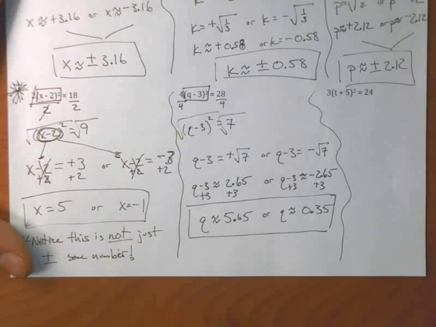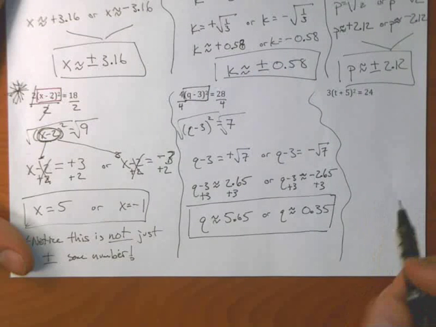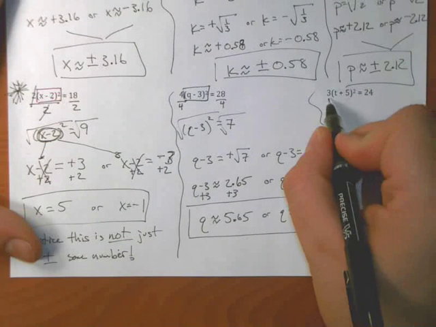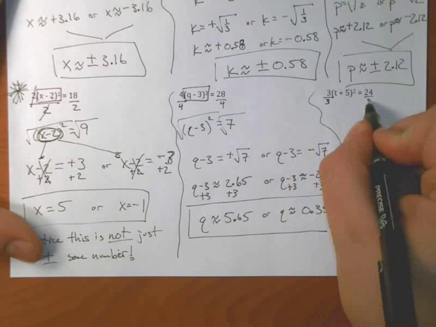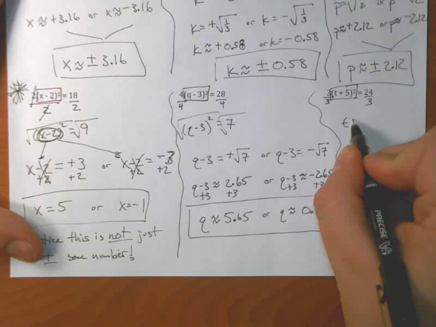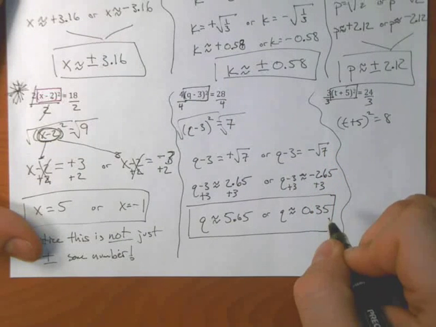Something to note, both of these answers are positive, so we didn't even get a positive and a negative. These answers both are positive. So keep that in mind. Sometimes you get 2 positive answers. I'm willing to bet sometimes you get 2 negative answers, which I think we're going to see in just a minute here. Okay, last example, let's divide both sides by 3 to get the t plus 5 squared by itself.